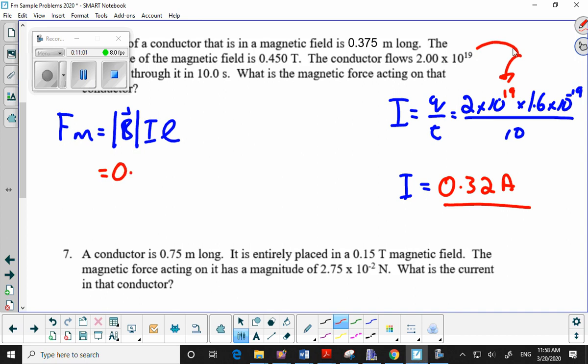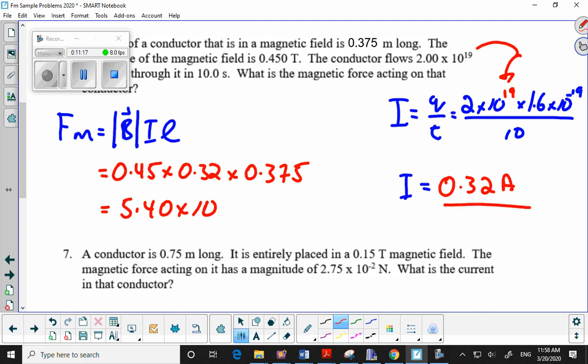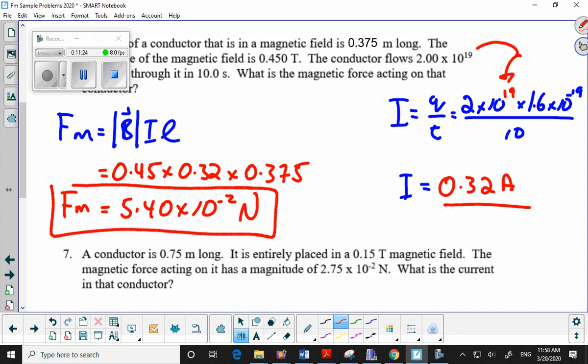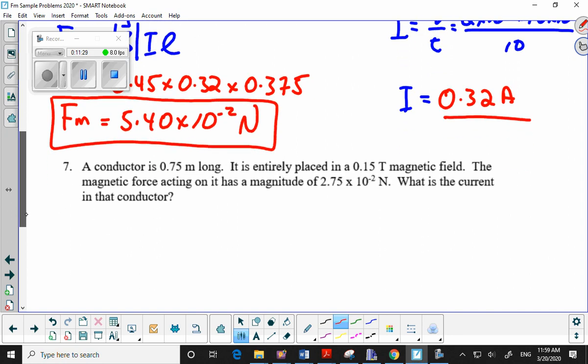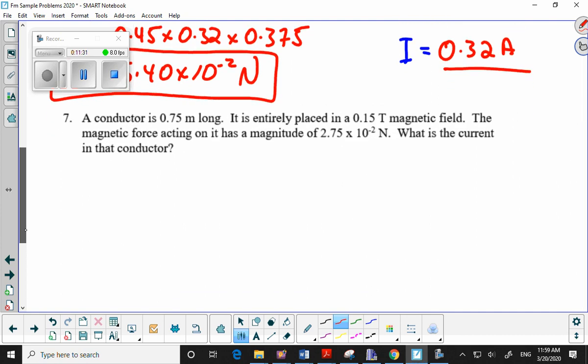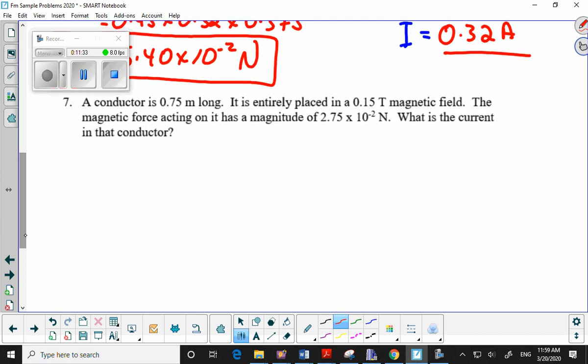Magnetic field intensity is 0.45 times that number we just got of 0.32. The length of the conductor is 0.375. Putting that in the calculator, I've got 5.40 times 10 to the minus 2. That's my magnetic force produced on this wire, which is moved through that magnetic field. You can watch that TV Ontario video. Well, when do they do that? They're going to do that in an electric motor.